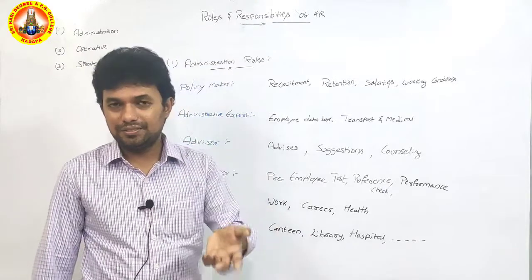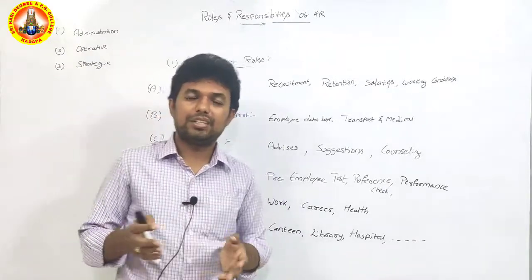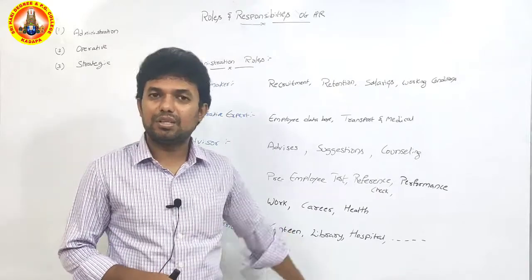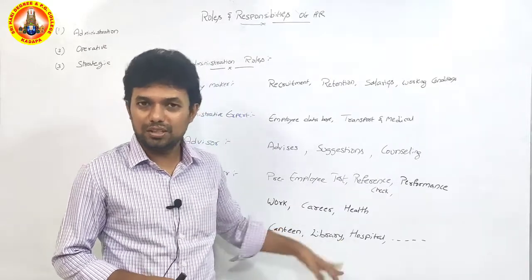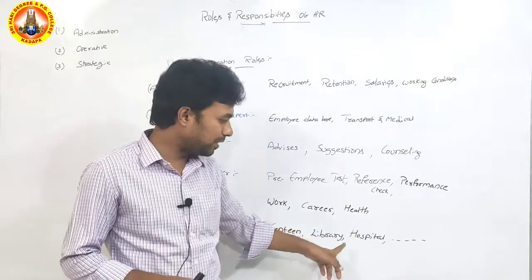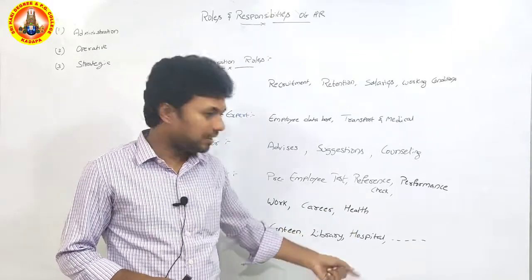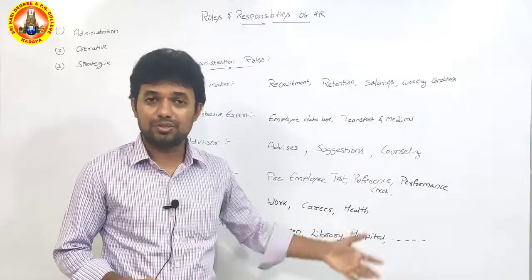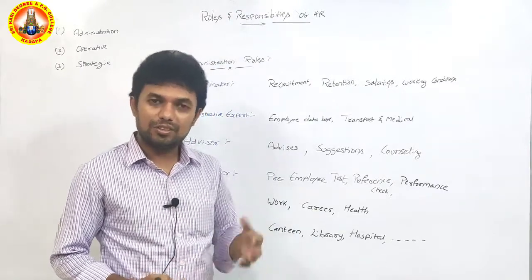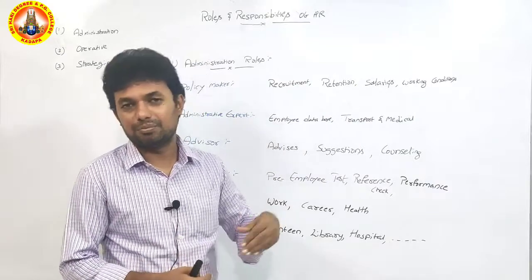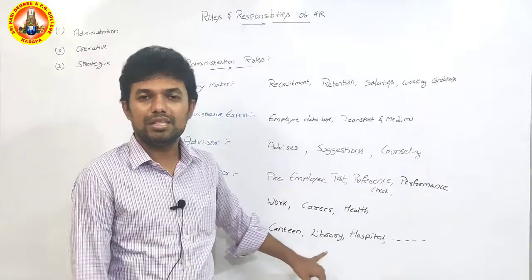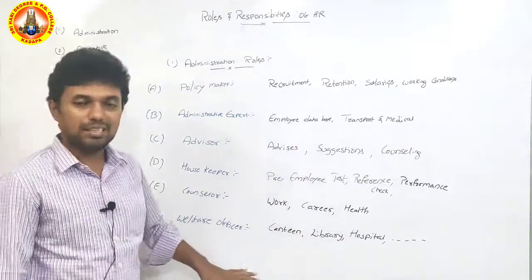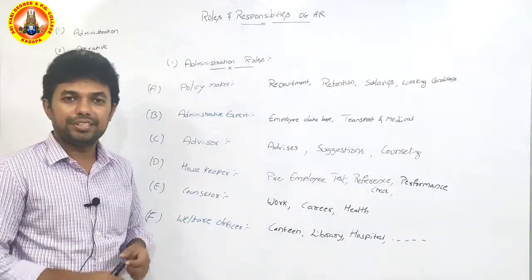If that company is related to MNCs or IT sectors, then definitely they have libraries, and considering the work, they have to allocate the proper books to the employees. And hospitals also, and clubs, sports games, restrooms, whatever the welfare activities relating to the employees and the workers, the HR manager must provide all these things. So these are the 6 types that come under the administrative role.